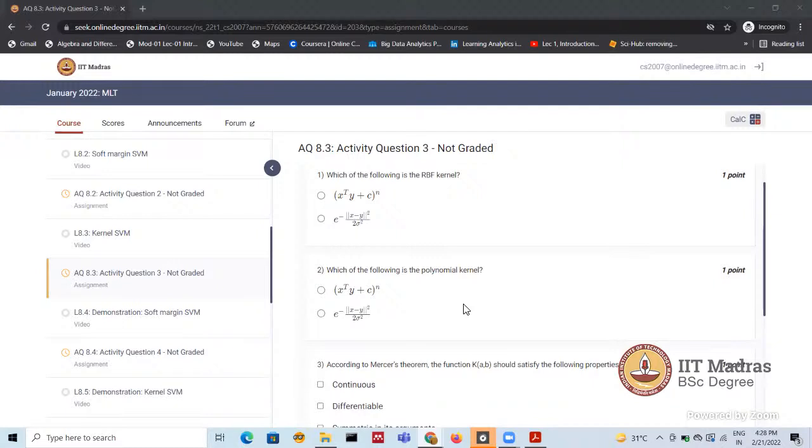This is what is termed as basis expansion somewhere. I read it, but I'm not sure. So, what did you say? Basis or basic? Yeah, that is actually basis expansion.